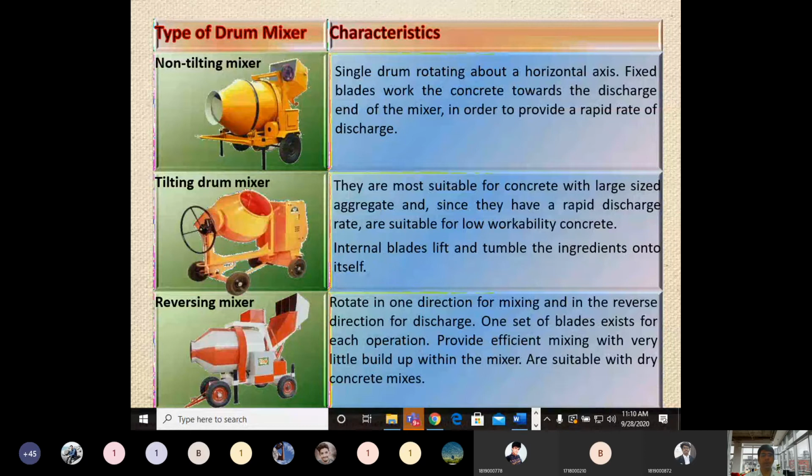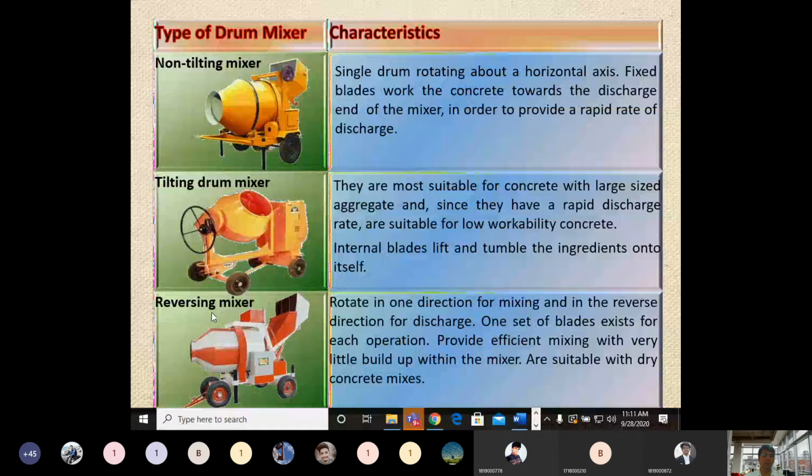They are most suitable for concrete with a large size aggregate, and since they have a rapid discharge rate, they are suitable for low workability concrete. Internal blades lift and tumble the ingredients into the mix itself. So this is about the non-tilting type of drum mixers.